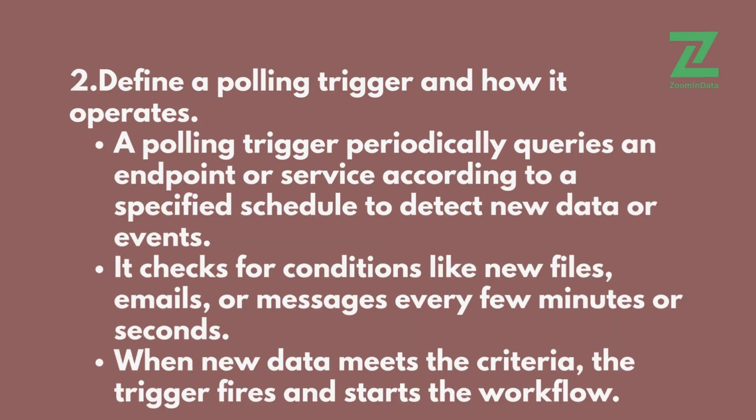Define a polling trigger and how it operates. A polling trigger periodically queries an endpoint or service according to a specified schedule to detect new data or events. It checks for conditions like new files, emails, or messages every few minutes or seconds. When new data meets the criteria, the trigger fires and starts the workflow.